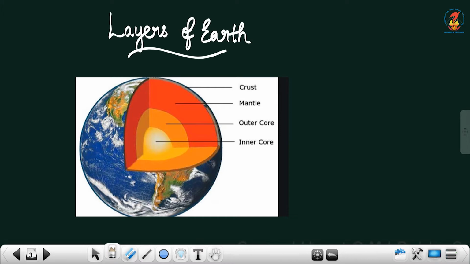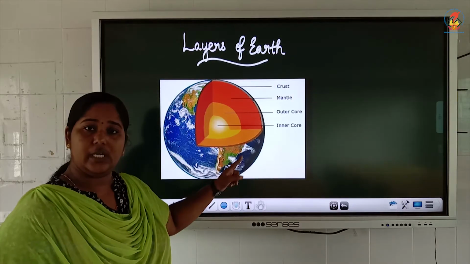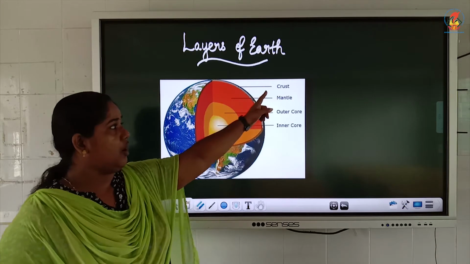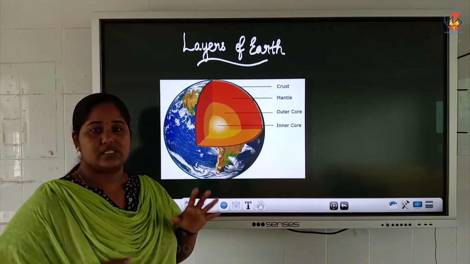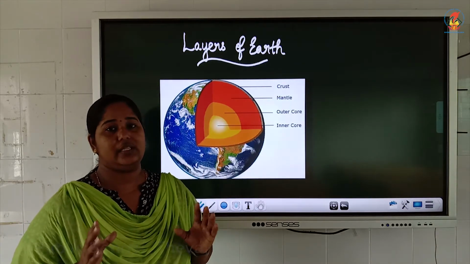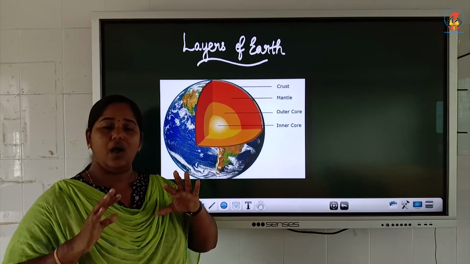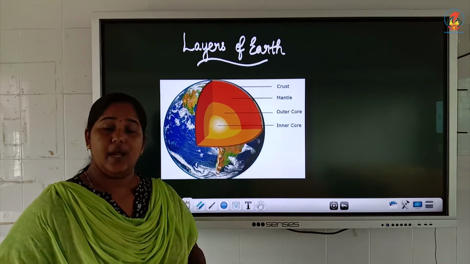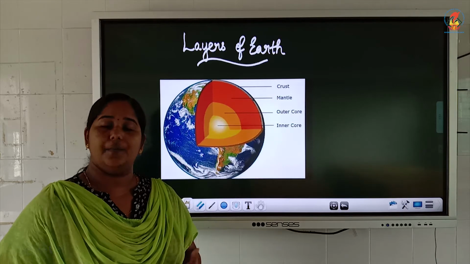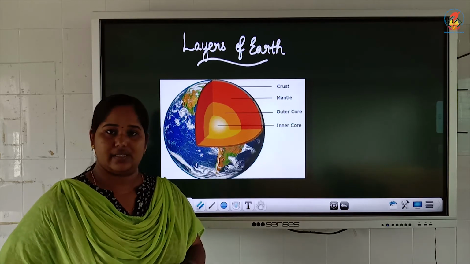In this picture, you can see the different layers of Earth. This is how the layers of Earth appear. You have the hard portion in the outer area, which is called the crust. Crust is the hard outer portion in the Earth. On the crust, we all live. Plants grow, houses are built. Everything is on the crust.